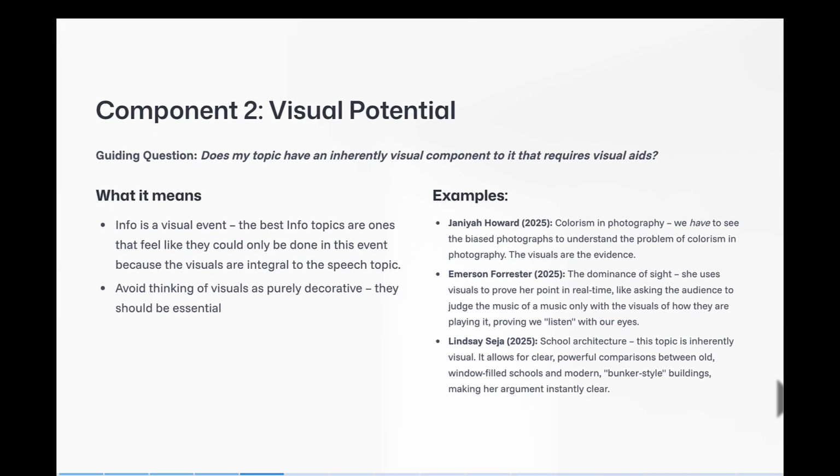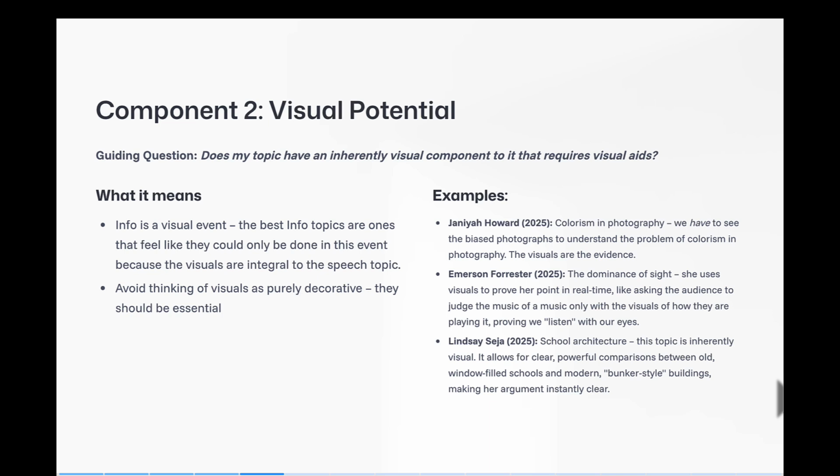Component number 2, visual potential. The guiding question here is, does your topic have an inherently visual component to it that requires visual aids? In the past, visual aids used to be thought of as kind of window dressing, just a fun decoration, a cherry on top, if you will, to add after the kind of core content of your speech. But I really think that's not a great or productive way to think about visual aids.